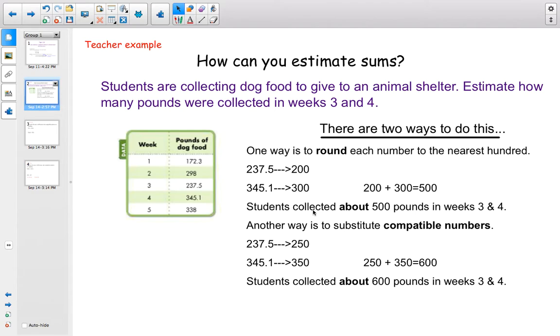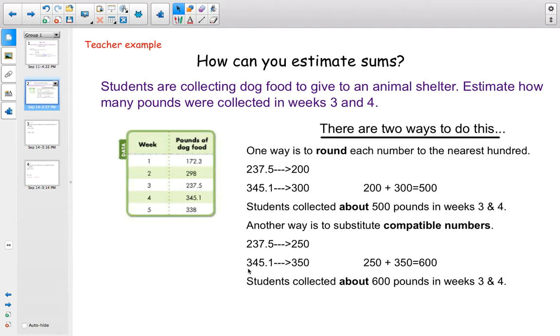Whenever you're answering an estimation problem, you want to make sure that you're saying about because you're not getting an exact answer when you're estimating. Another way that we can do this is by using compatible numbers. So 237 and 5/10, I could say 250 is a good compatible number for this. And all of our compatible numbers might be different. We might not have the exact compatible number to use for this. So it's okay if we're all getting something different when using compatible numbers.